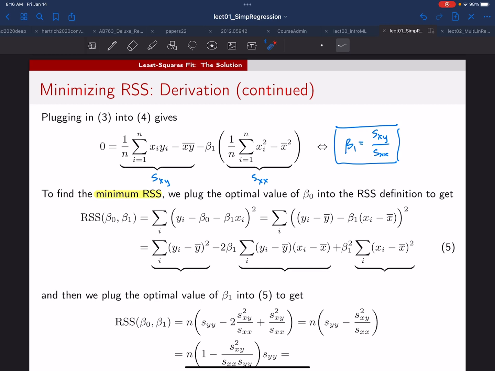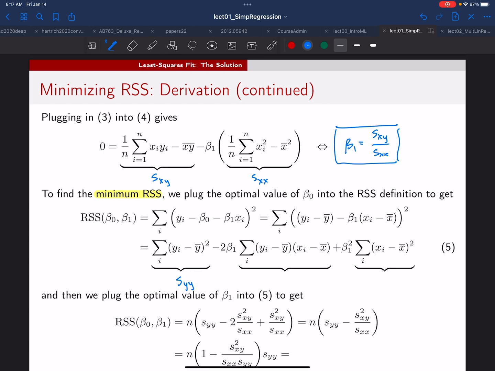And before we plug in beta 1, let's expand this quadratic. So we're going to get the first term squared, we're going to get the cross terms, and then we're going to get the second term squared. So here's the first term squared, here's the cross terms, and here's the second term squared. When we look at that first term, what do we recognize that as? Does anybody remember? Yeah, this is the variance of y, right? So you can call it SYY.